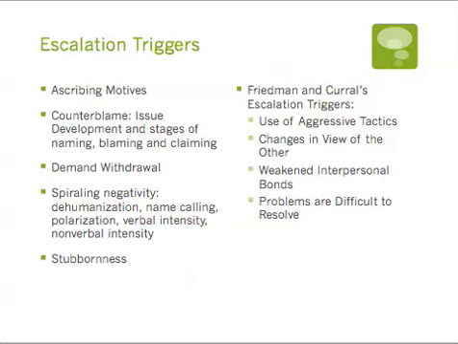Stubbornness is also an escalation trigger in which you're not willing to give up your ground. And so what does it matter what the other person says or does? Because you're not willing to budge. Even if you're not willing to budge, the conflict is going to continually escalate. Friedman and Carell, actually, they pinpoint a number of different escalation triggers which overlap with some of these that are talked about in your textbook. They talk about the use of aggressive tactics, much like some of these things that we just talked about a moment ago. They also talk about changes in view of the other person.